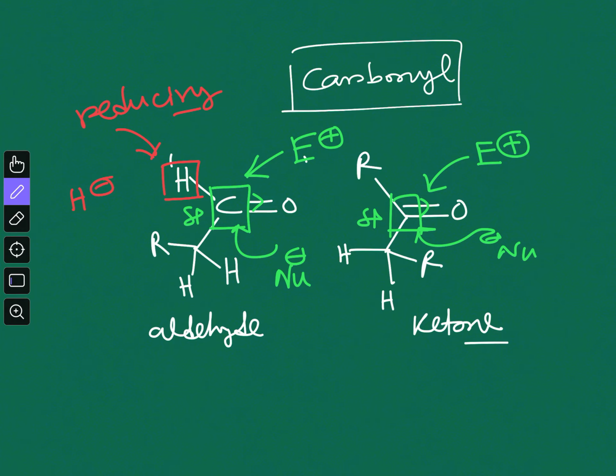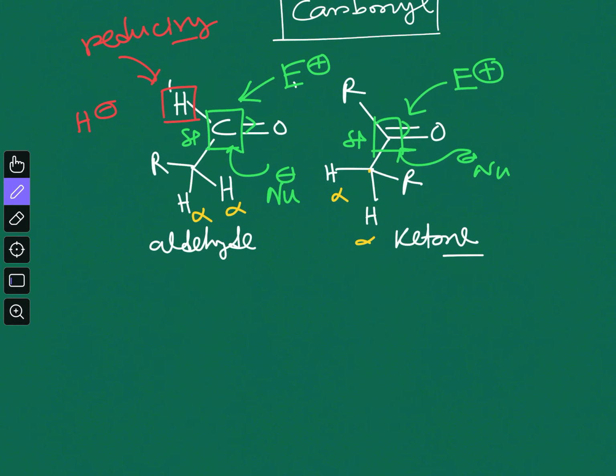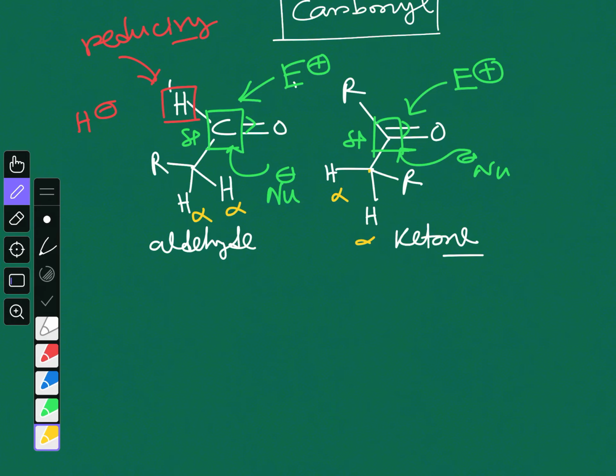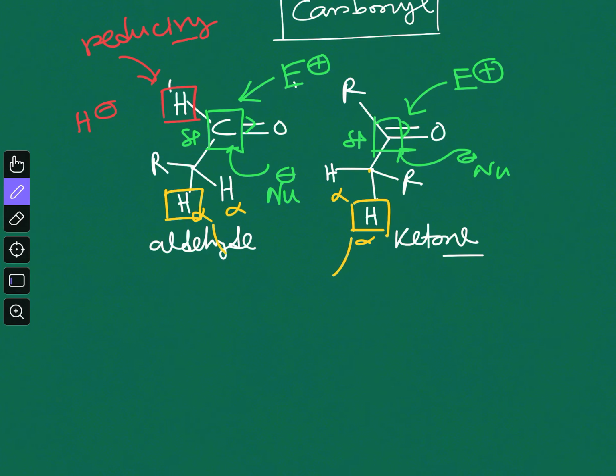Now the third reactive center is the alpha hydrogen atom. So in case of both aldehyde and ketone, if you have this alpha hydrogen atom, so this position is alpha, and these are called alpha hydrogen atoms. So these alpha hydrogen atoms have a special feature, and that is they are acidic. So both in case of aldehyde and ketone, these alpha hydrogen atoms are acidic.